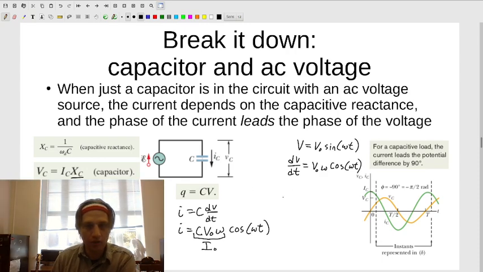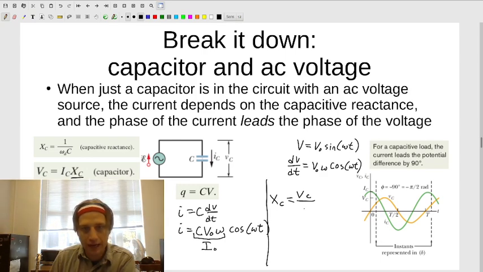You get a small current, and vice versa. So in this case, our XC, that capacitive reactance, is the ratio of the amplitude of the voltage to the amplitude of the current. Our amplitude of our voltage here was just V naught. Our amplitude of our current was C V naught times omega. So you'll see the V naughts cancel out there, and this is just 1 over C times omega.